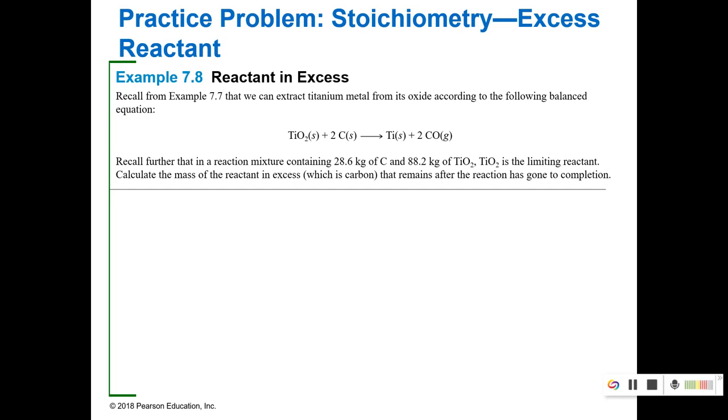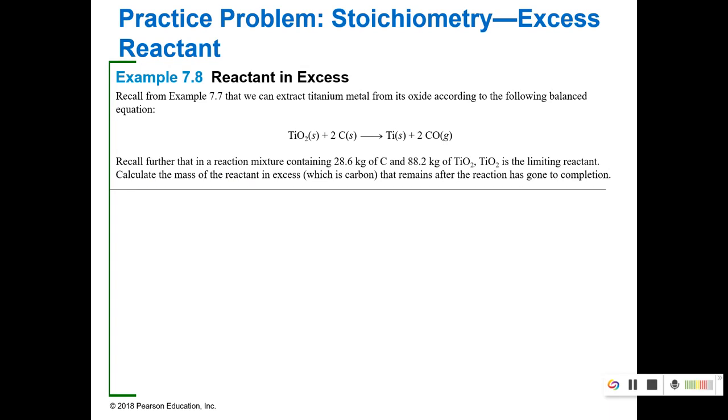Okay, I am going to work one in excess. This one is a little different. There will not be any on the test where you have to calculate how much excess. I will only ask you for the excess reactant.